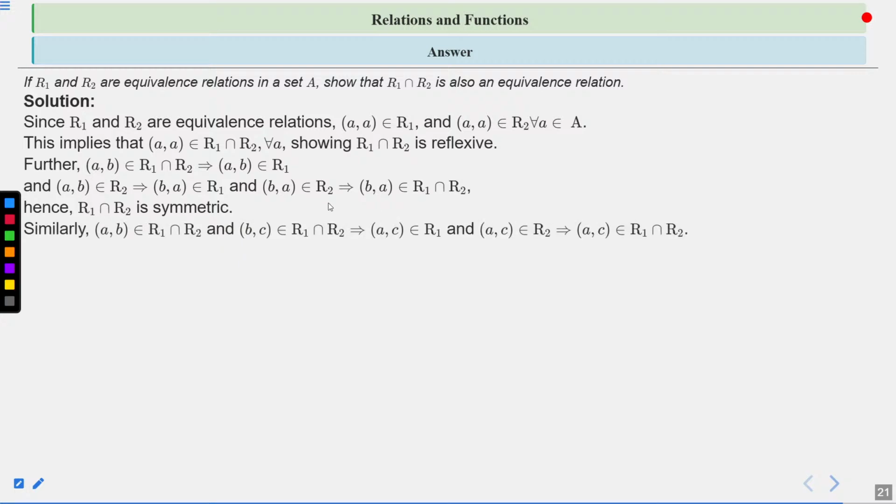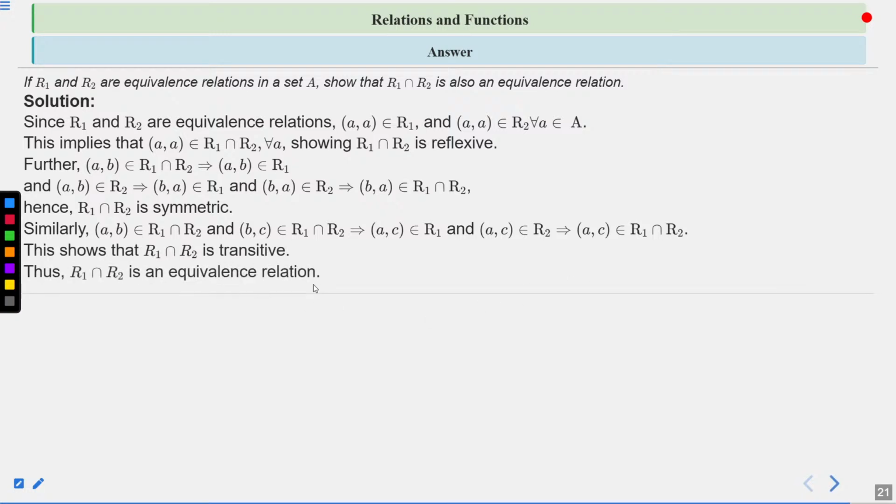Similarly, (a, b) belongs to R1 intersection R2 and (b, c) belongs to R1 intersection R2. For transitivity, what condition must we satisfy? If (a, b) and (b, c) belong to R1 intersection R2, this implies (a, c) must belong to R1 and (a, c) must belong to R2. This implies (a, c) belongs to R1 intersection R2. This shows that R1 intersection R2 is transitive.